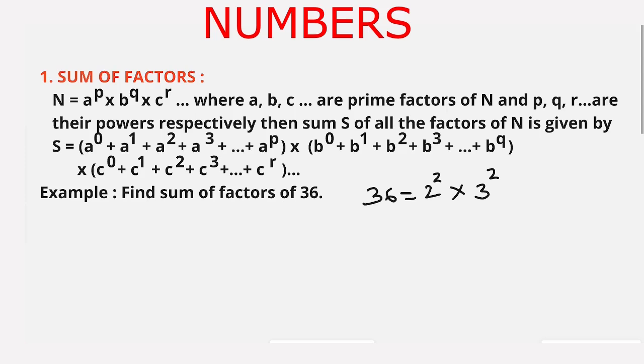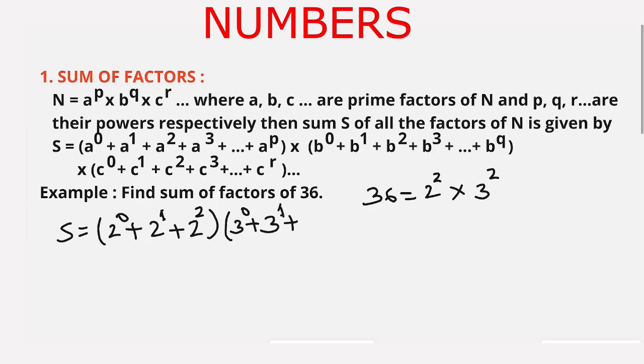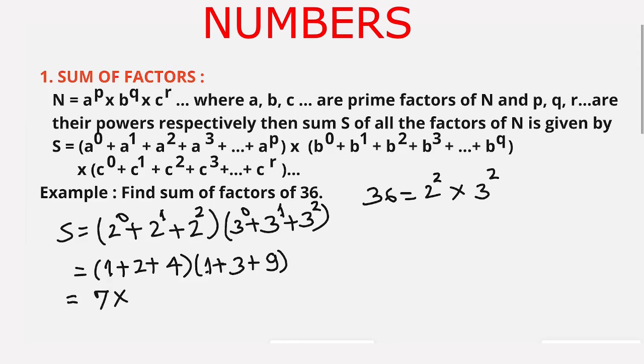Now the sum of all the factors S equal to 2 to the power 0 plus 2 to the power 1 plus 2 to the power 2, as the power goes up to 2, multiplied by 3 to the power 0 plus 3 to the power 1 plus 3 to the power 2, and this is equal to 2 to the power 0 is 1 plus 2 to the power 1 is 2 plus 2 to the power 2 is 4, multiplied by 3 to the power 0 is 1 plus 3 to the power 1 is 3 plus 3 to the power 2 is 9, and this is equal to 1 plus 2 is 3, 3 plus 4 is 7, multiplied by 1 plus 3 is 4 and 4 plus 9 is 13. 13 times 7 is 91.